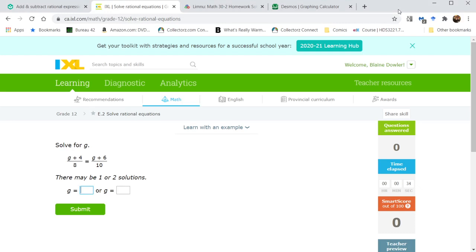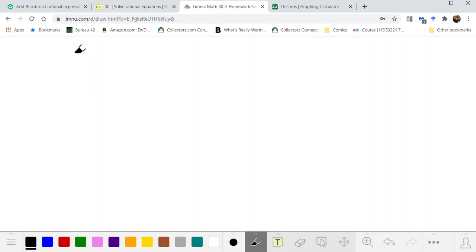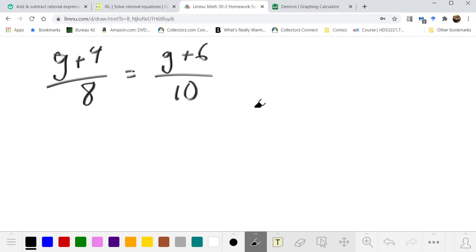So in this case, we have to solve for G, and there may be one or two solutions. So we have to check for extraneous roots. We will start with the (G plus 4) over 8 equals (G plus 6) over 10. We multiply both sides.